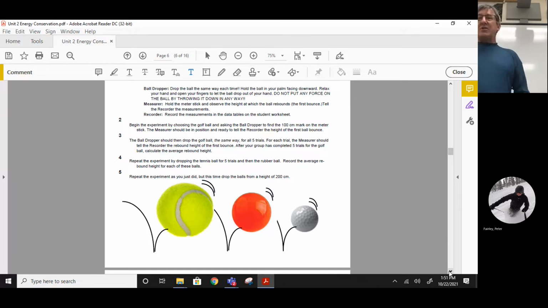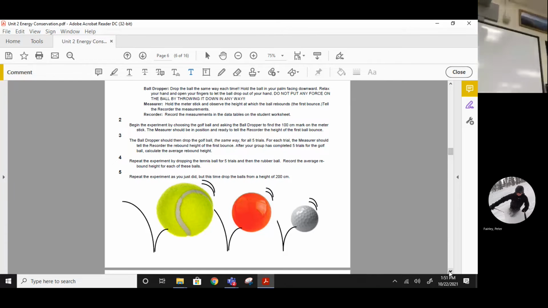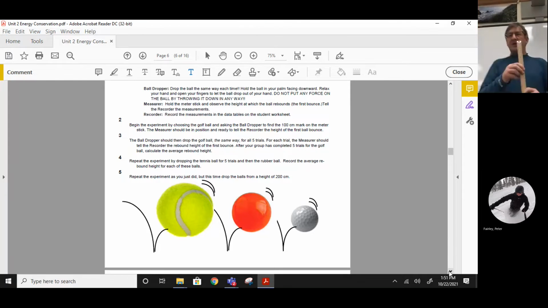At any rate, what you're going to do is you're going to drop these balls first from 1 meter high, which is about waist high. It's about 3 feet. Second from 2 meters high, which is taller than I am, like 6'6". So what we did to make this work was we took 2 meter sticks. Hopefully you have a way to measure centimeters. Maybe you have a tape measure, and that would work also.